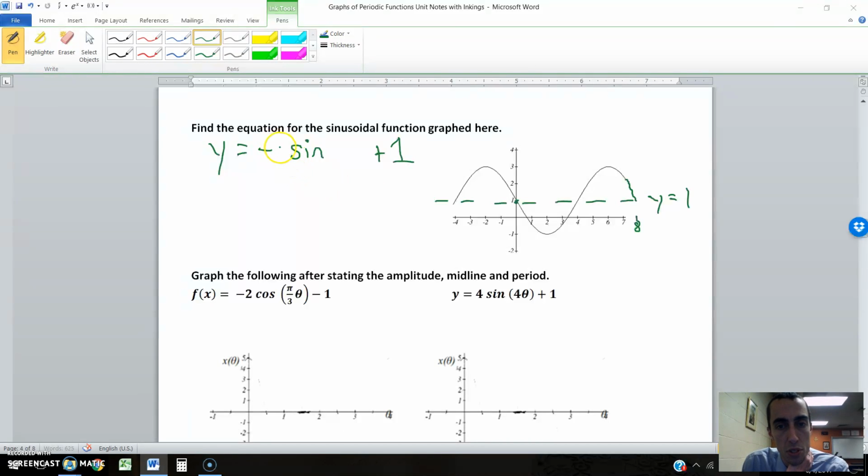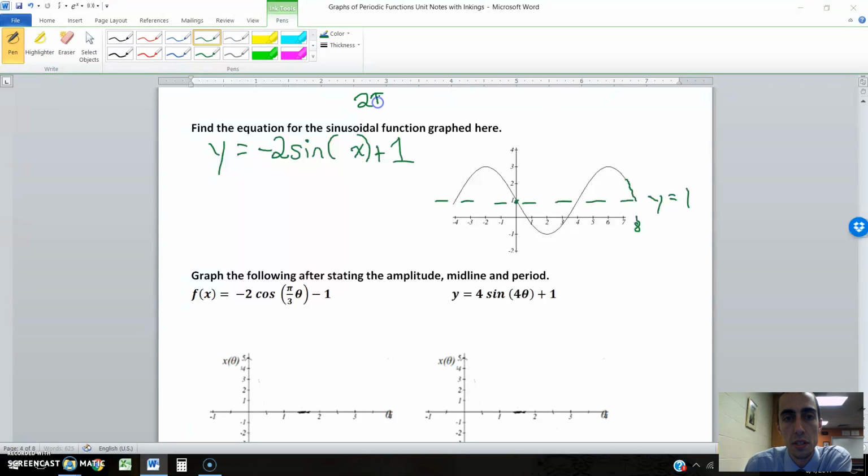Now what will the amplitude number be? Let's look at the midline. From the midline down to the graph is 2 units, and the midline up to the graph is 2 units. So this is going to be a -2 sine of something. It's going to be a sine of b times some number x.